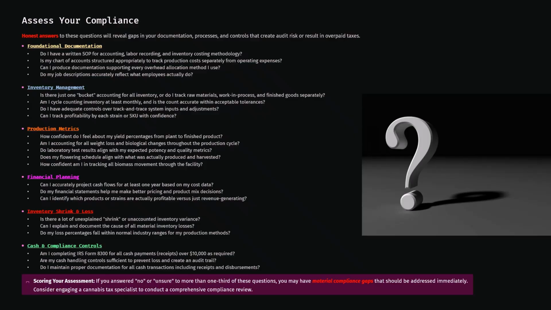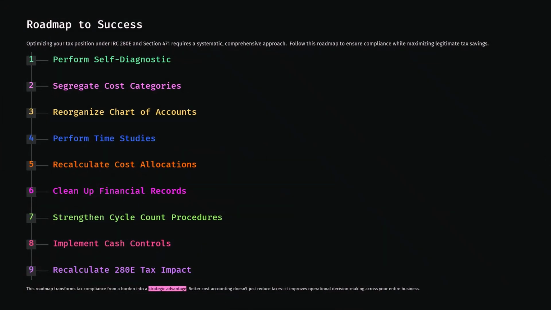Am I filing IRS Form 8300 for all cash receipts over $10,000? This is low-hanging fruit for the IRS. And if you're accepting large cash payments and not filing Form 8300, you're lighting a fire under your own feet. So the bottom line is, if you answered no or I'm not sure to at least 1/3 of these, don't panic, but get help now, because every no is a vulnerability that can impact your profitability, your compliance, and your ability to scale.